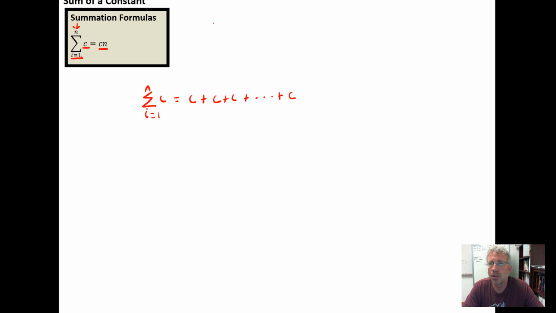Well, we know from a previous video that the number of terms that you get in a sequence is just equal to the upper bound plus 1 minus the lower bound. So in this case, you're just going to get n. In other words, if you take the sum from i equals 1 to n of c over and over again, you get c n times.